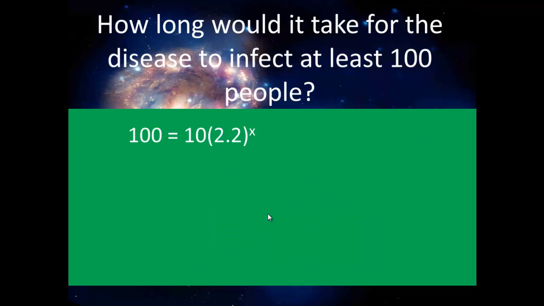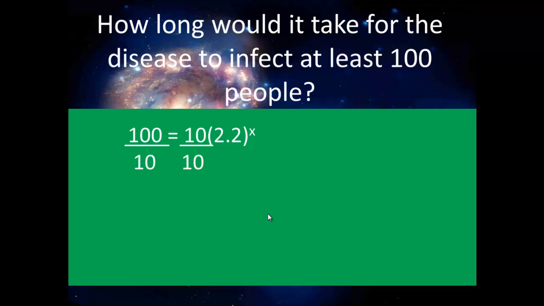So how long would it take for the disease to infect at least 100 people? Since y represents the number of people infected, we can plug in 100 for y. So 100 equals 10 times 2.2 to the power of x. We're trying to find time, so that's why x does not have a number to plug in, because you don't know how long it takes to infect 100 people.